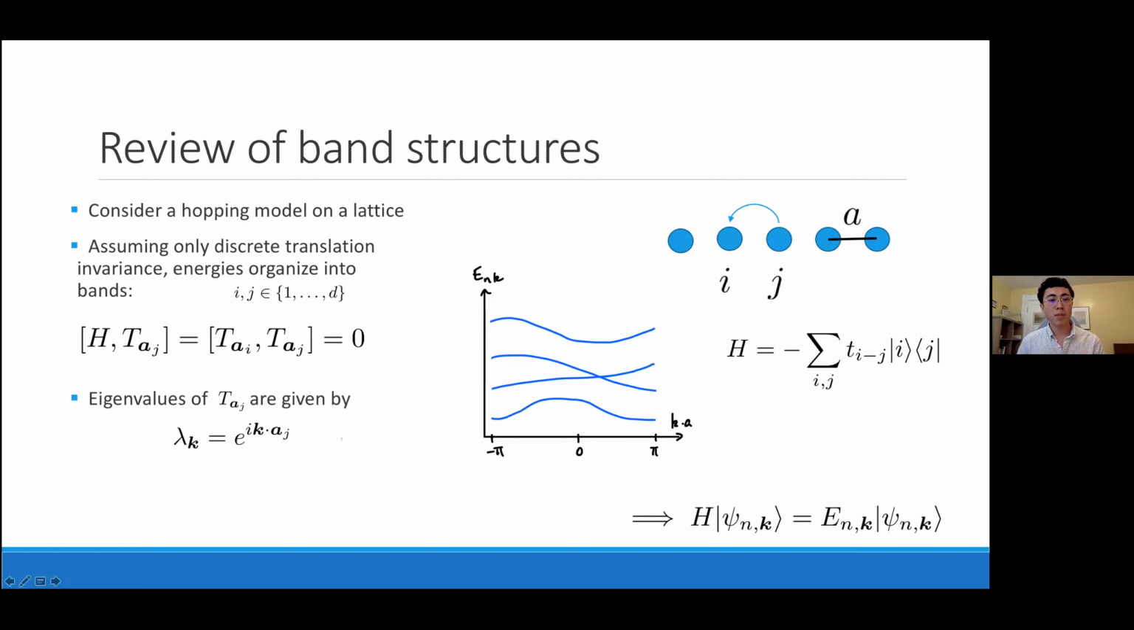Now we have as many translation vectors A as there are spatial dimensions. The translation symmetry of our lattice is represented by a certain set of unitaries, T_A1 and T_A2. And these things mutually commute because we expect these translations to form an abelian group. And moreover, because they're symmetries, they commute with the Hamiltonian.